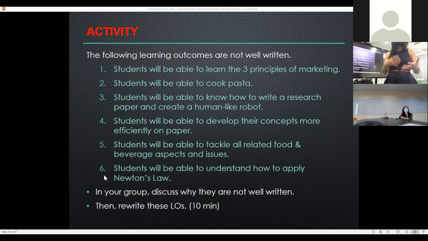Shall we have group 1? Group 1 is actually Wai Xiong and Fiona's group. Okay, so what is your suggestion for that? Our suggestion is to change the learn. So we'll be able to apply the 3 principles of marketing.